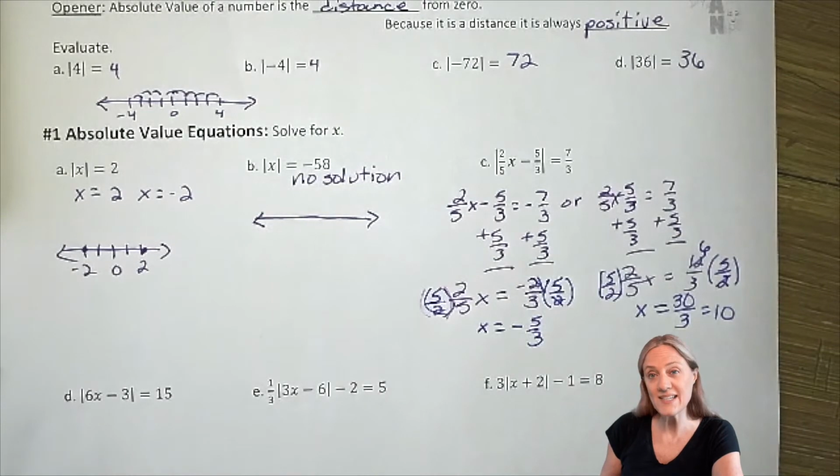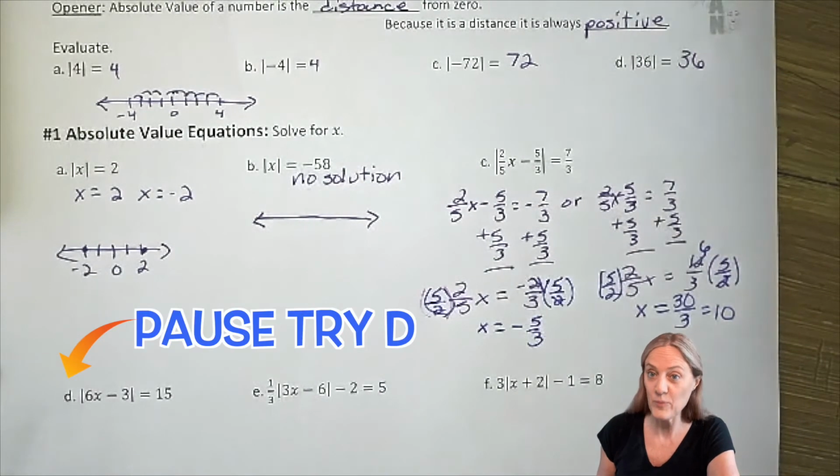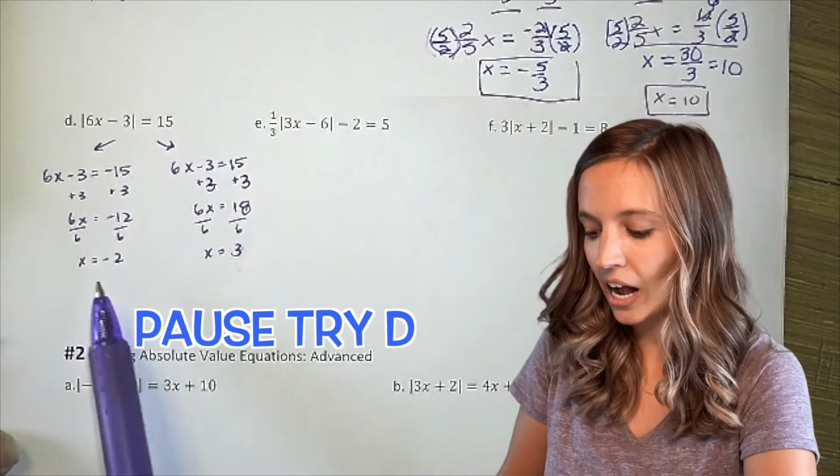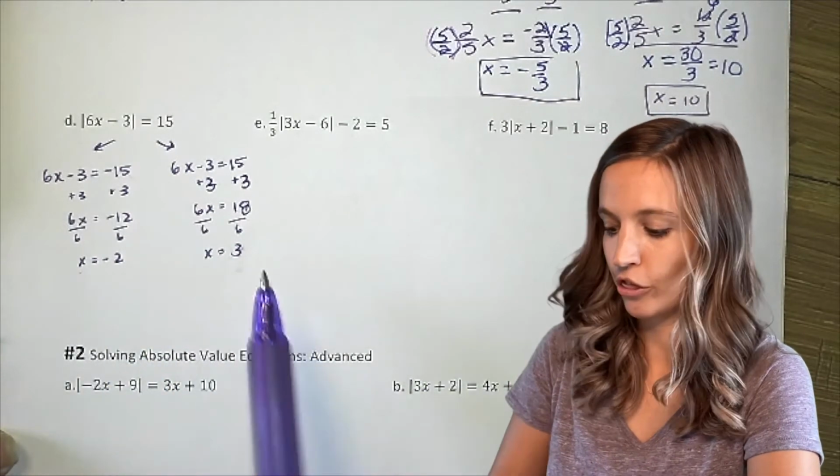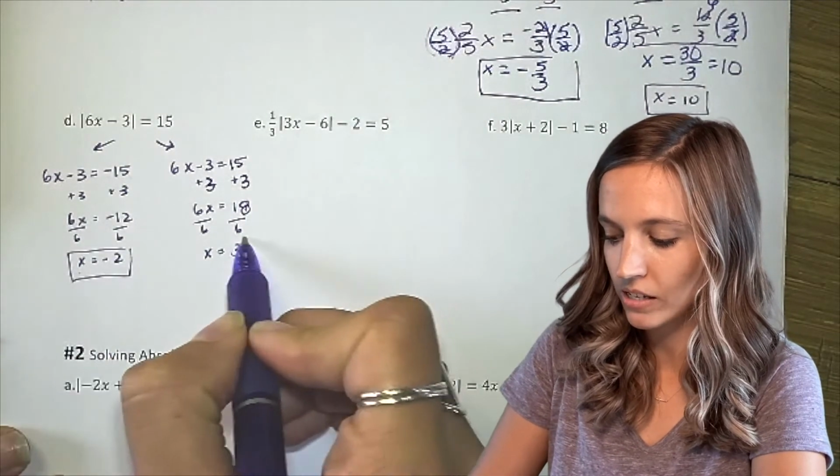I want you to try D, pause right now. Okay, so D, I got x equals -2 and x equals 3. So check your answers, check your work there, pause if you need to.